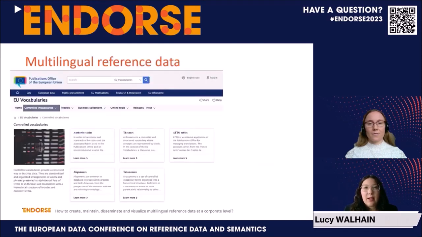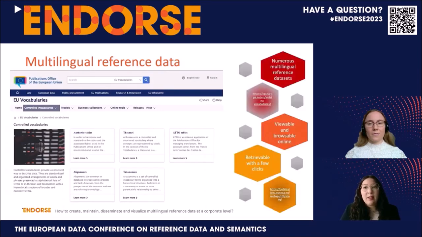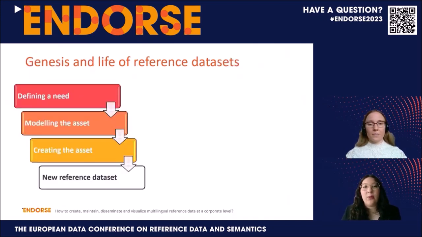Multilingual reference data are published by the Publications Office on the EU Vocabularies website. On this website, they can be viewable and browsable online, and they can also be retrievable with only a few clicks. I will now leave my colleague Annika to explain more about the reference data maintenance.